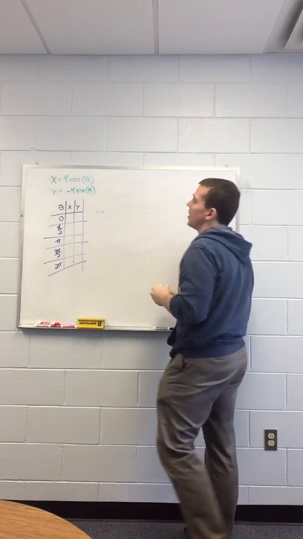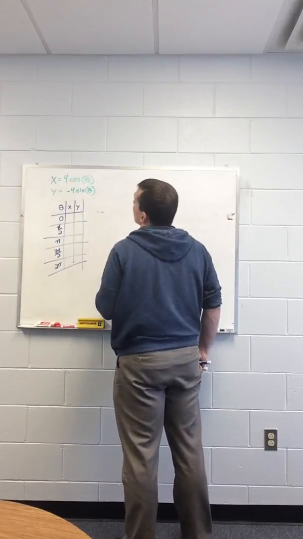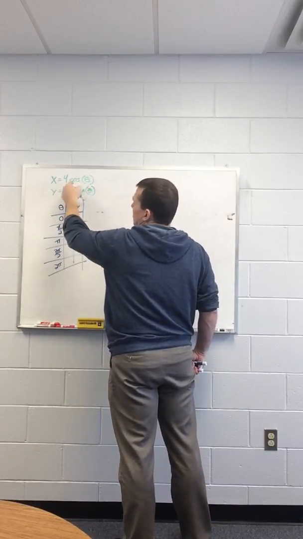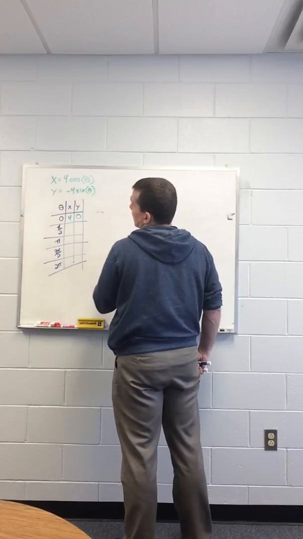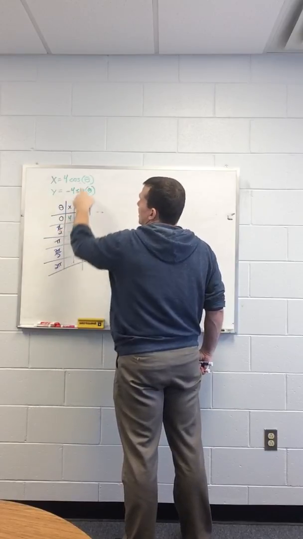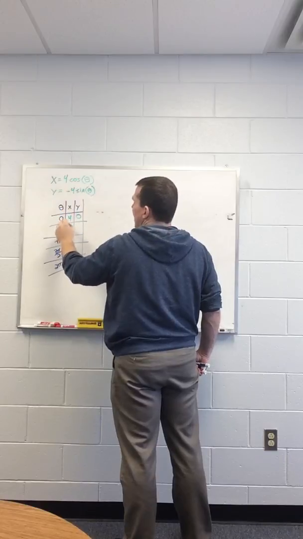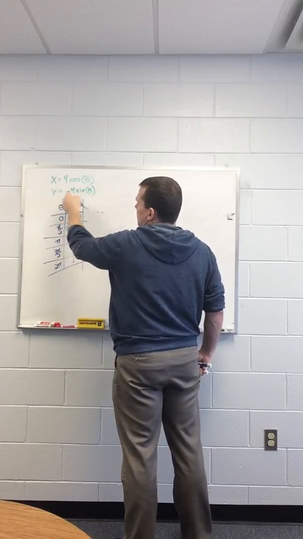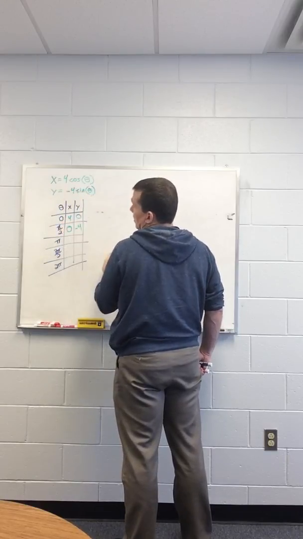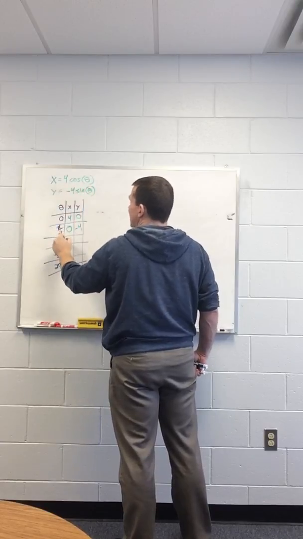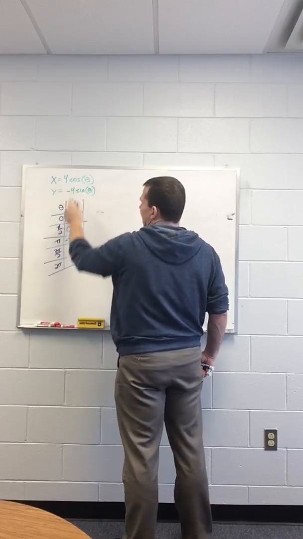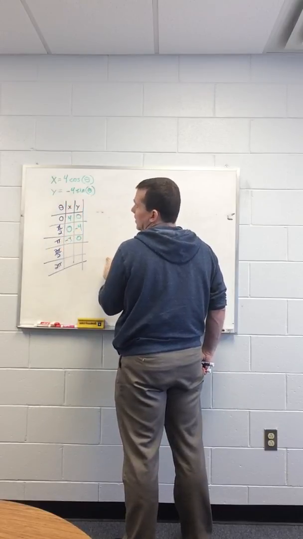If I plug in 0, x equals 4 cosine 0, so that cosine 0 is 1, so that's 4. Sine 0 is 0, so that's 0. At pi over 2, cosine of pi over 2 is 0, so that's 0. Sine of pi over 2 is 1, so that's negative 4. At pi, cosine of pi is negative 1, so that's negative 4. Sine of pi is 0, so that's 0 again.